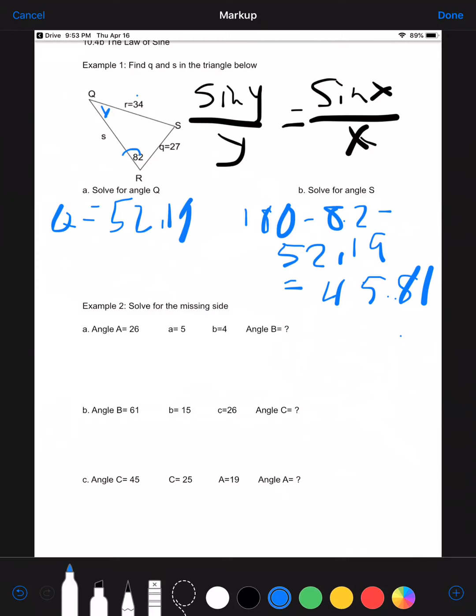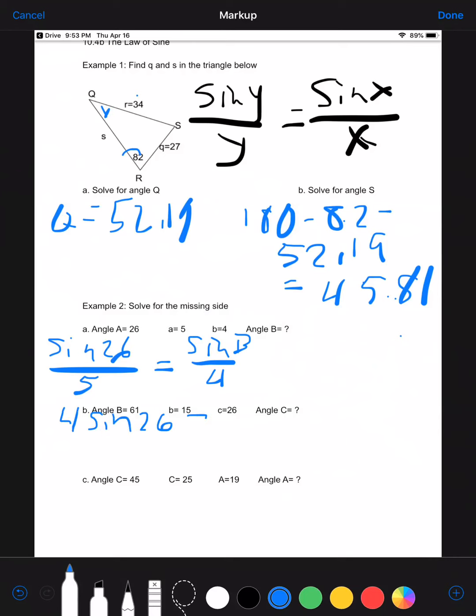Okay, so we're gonna do this again. So sine 26 over A, which is 5, is equal to angle B, so sine B, divided by 4. Oh boy, I'm not going to have any room to do this. So we're going to just write over the rest of the step. So we're going to cross multiply. So we're going to get 4 sine 26 is equal to 5 sine B.